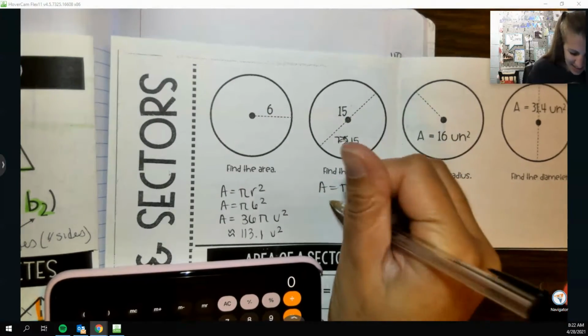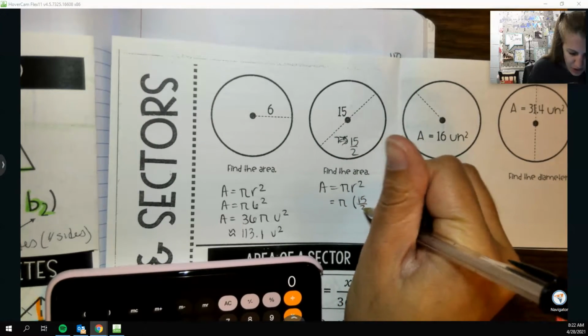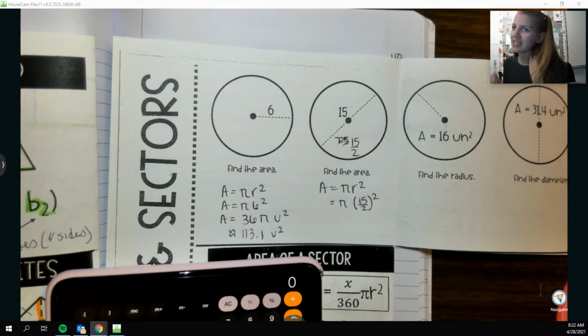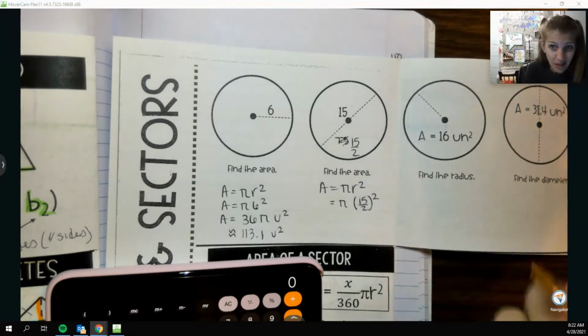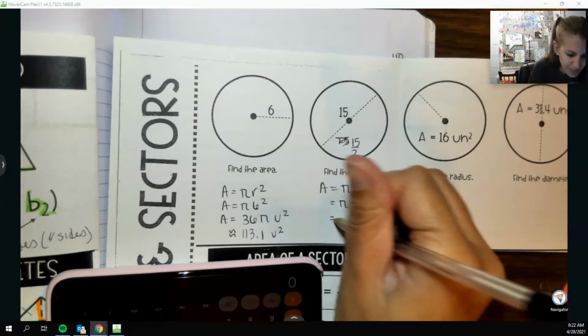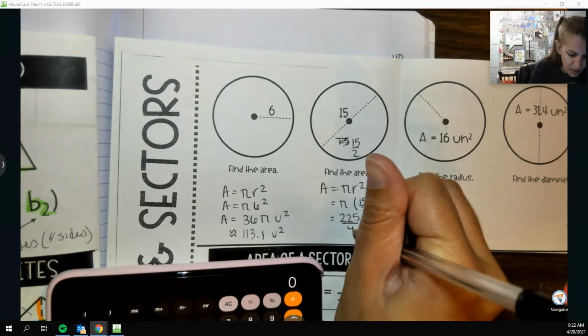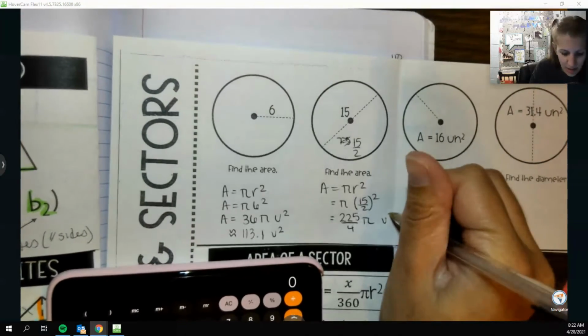So pi r squared, where the radius is 15 over 2, and we're going to square it, which the reason I chose to actually do it is so we could talk about how you square a fraction. It's actually not that bad. You just square both things. So 15 squared is 225, and 2 squared is 4. So that is our exact area, units squared.